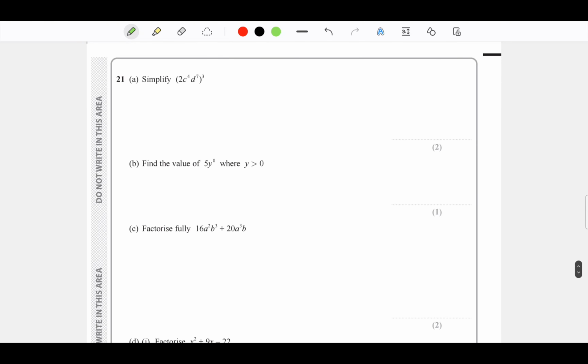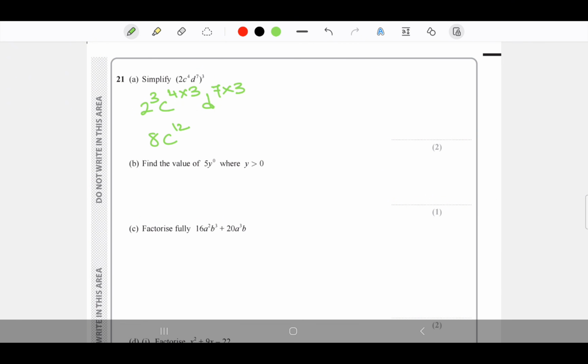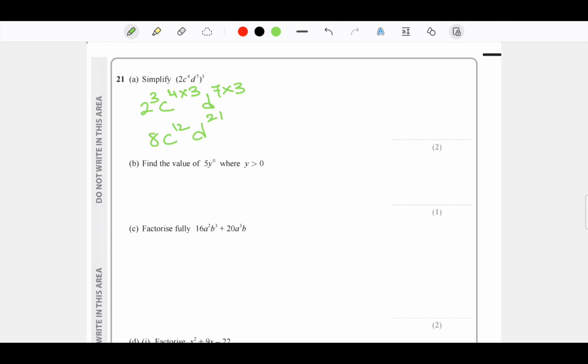21. Simplify 2c to the power 4 d to the power 7, the whole thing cubed. Now the easiest way to do this would be to cube the whole thing. Put the 3s onto all of the values. So this would equal 2 to the power of 3, c to the power of 4 times 3, d to the power of 7 times 3. This would be 8 c to the power of 12 d to the power of 21. Now that is our answer.